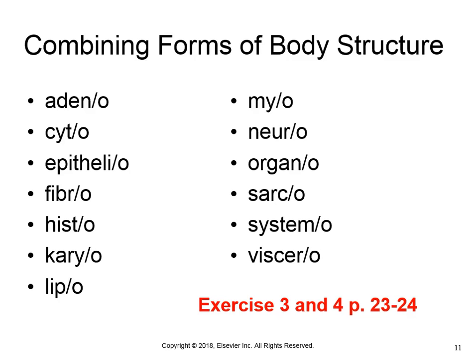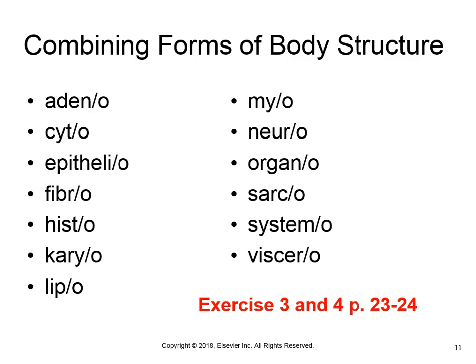Sarco. Sarco in your book says that it means flesh or connective tissue. Please do not use flesh. The anatomy and physiology teacher will also not want you to use flesh. It means connective tissue. So if you have a sarcoma or something else, then we'll see that a little bit later if there's a problem with your connective tissue.